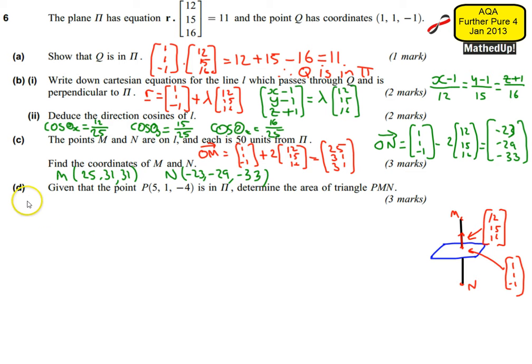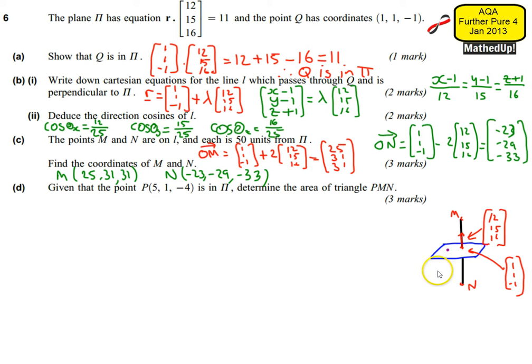Okay. Right, finally, part D says, given that the point P, 5, 1, negative 4 is in pi, we want to determine the area of the triangle PMN. Okay, there's actually quite a few ways that we can do this. One way is, we've already got a diagram there, so let's just mark on the point P. Now we know P lies on the plane, so it doesn't really matter where I mark it, so I'll mark it over here.